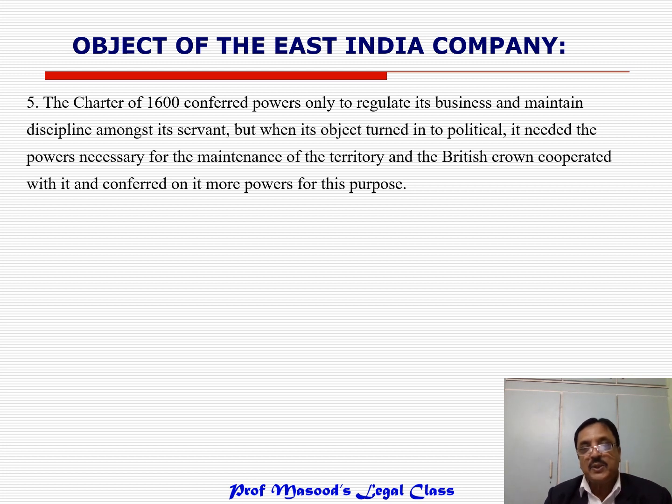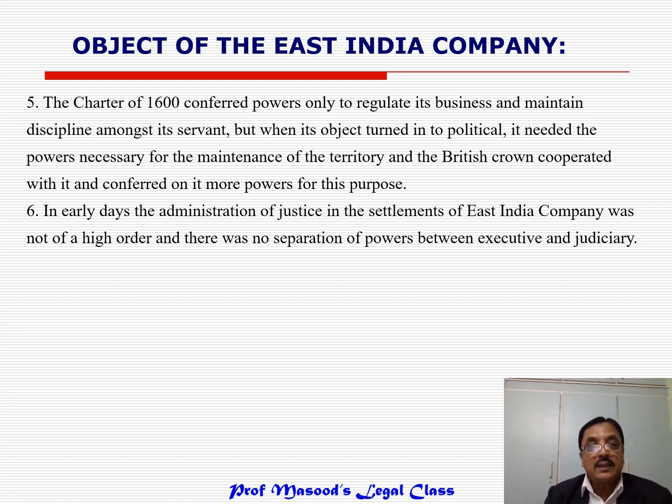See, in previous objectives we have seen, in objective number one, they came here for trade, for business and commercial activity. But because of the weaknesses of our rulers, they had the opportunity to capture some territory of India and try to control the administration. This happened because they had full support from the British Crown, that is the UK.